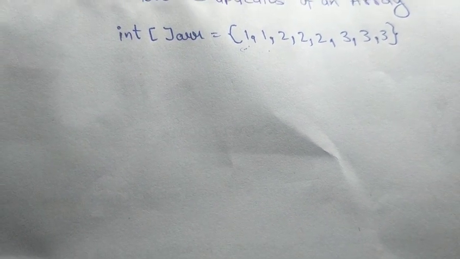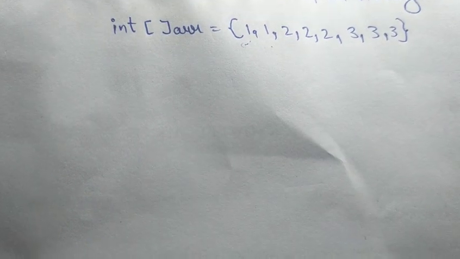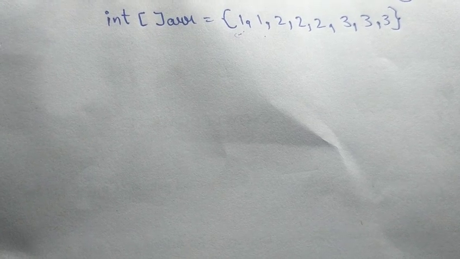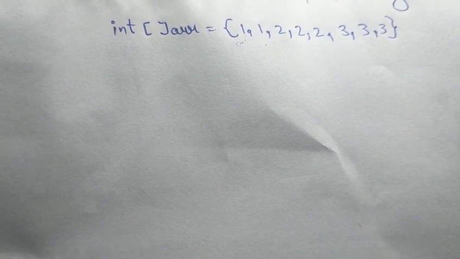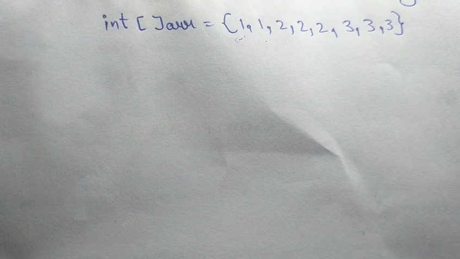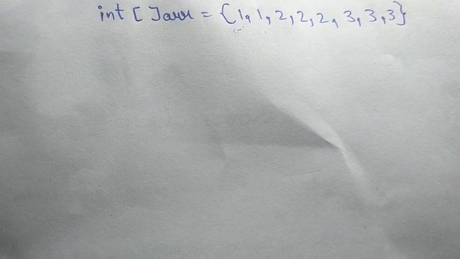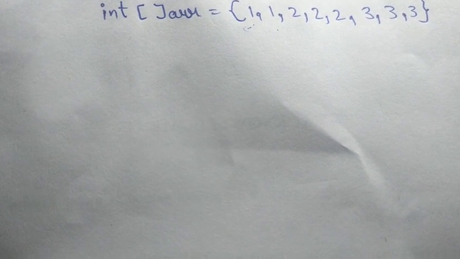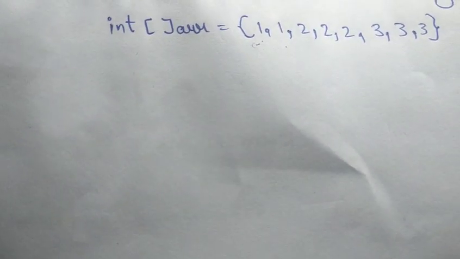If it is not present, meaning there is a unique element, like after one there is two, then we should add it at the next index. Means if at the zeroth index we have our first element 1, then at the next index we are going to put that unique element. So first we are checking, after that we are printing, and at last we are returning the length of that array. Okay, so how can we do this?